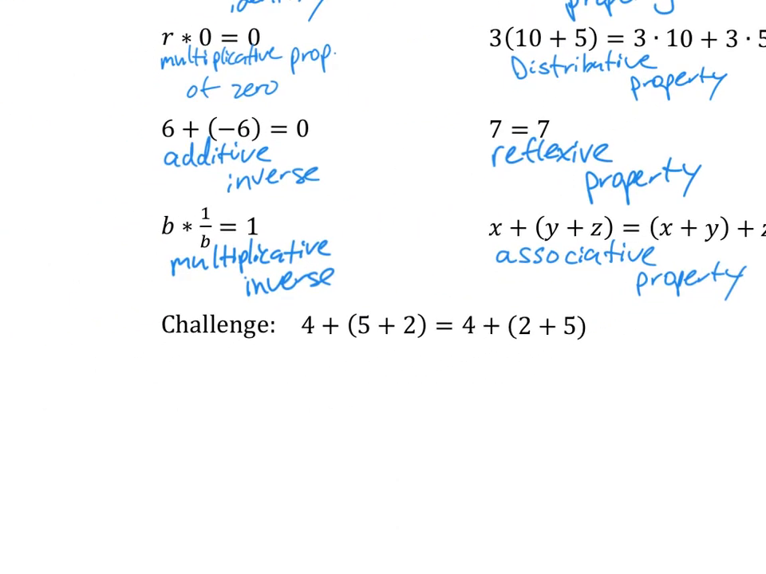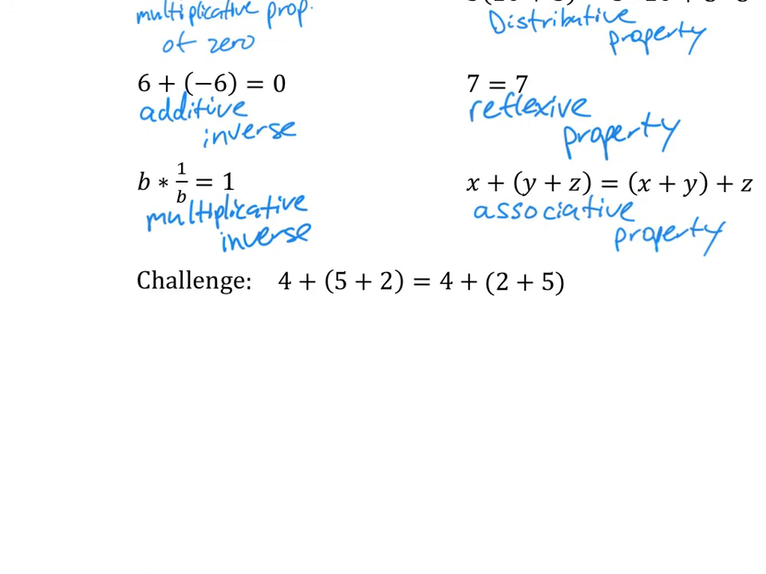And finally, we have this last challenge problem. 4 plus, in parentheses, 5 plus 2 equals 4 plus, in parentheses, 2 plus 5. Well, this looks like it should be associative property because there are parentheses. But we're not changing the numbers that we're adding. What we're really changing is this 5 plus 2 and this 2 plus 5. We're actually flipping those around. So this is going to be the commutative property.